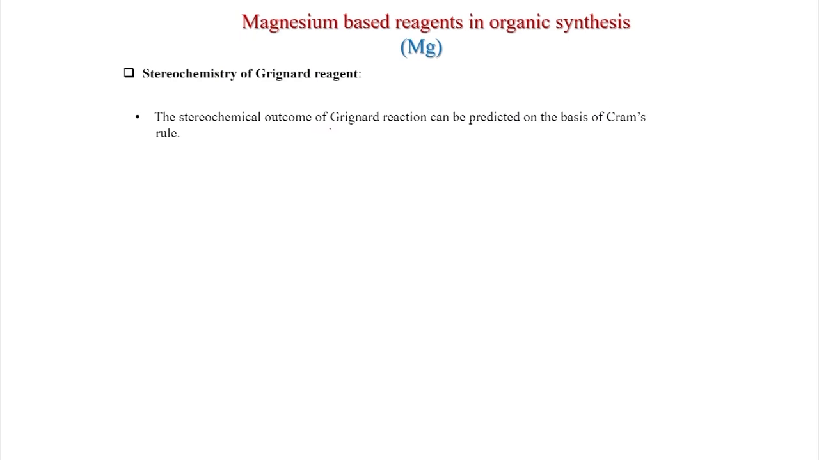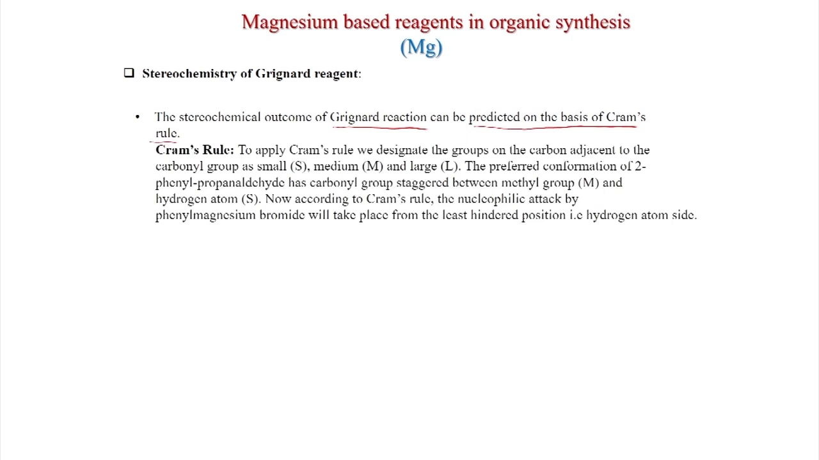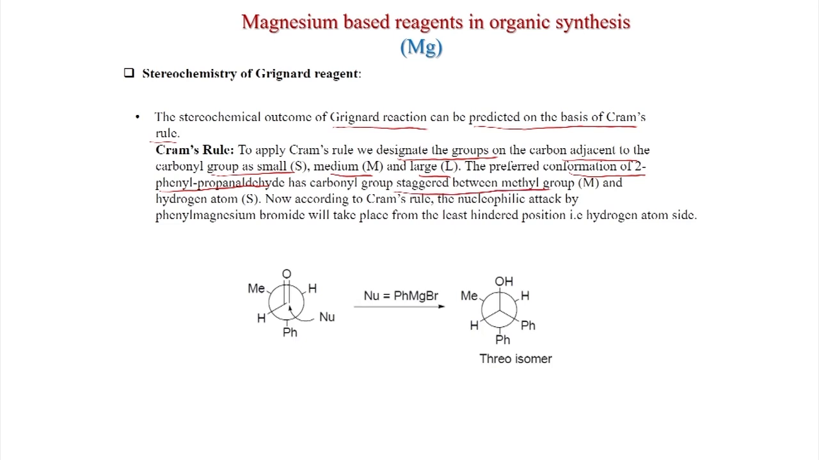Stereochemistry: the stereochemical outcome of the Grignard reaction can be predicted on the basis of Cram's rule. To apply Cram's rule, we designate the groups on the carbon adjacent to the carbonyl group as small, medium and large. The preferred conformation of 2-phenylpropanaldehyde has the carbonyl group staggered between the methyl group and the hydrogen atom. According to Cram's rule, you have to put the carbonyl group in between the medium and small groups.